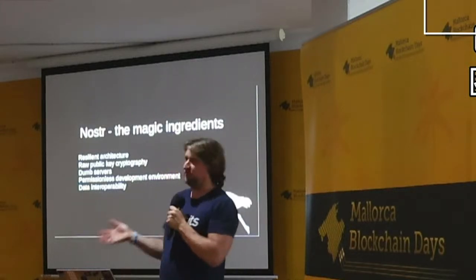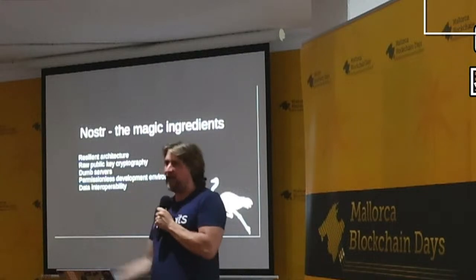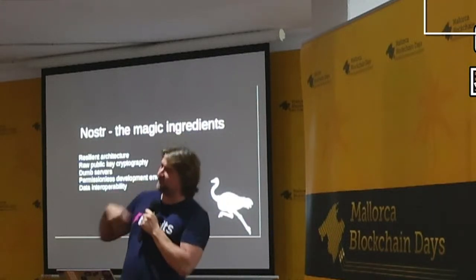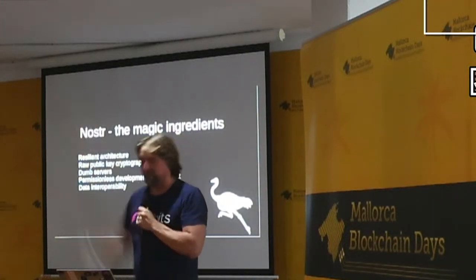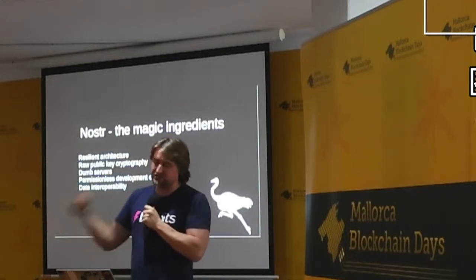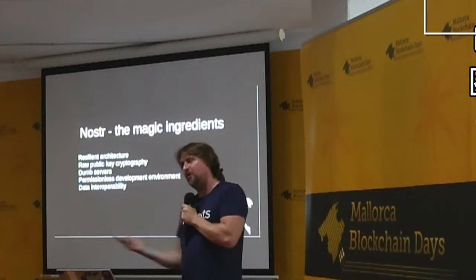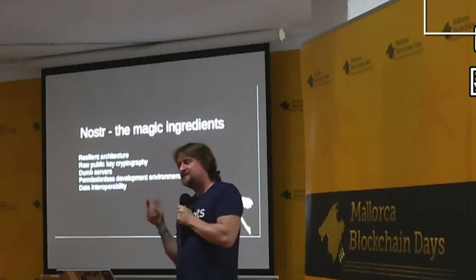And that's how the marketplace works, that's how all Nostr clients kind of work. The content you get depends on the public keys of the people you're subscribing to. Well, it's a resilient architecture, raw public key cryptography. And I say raw because it's really interesting.